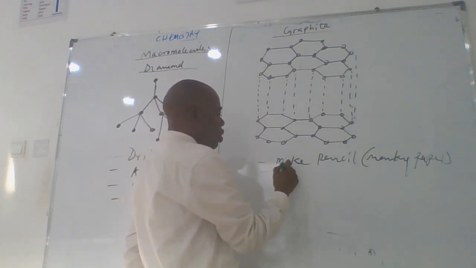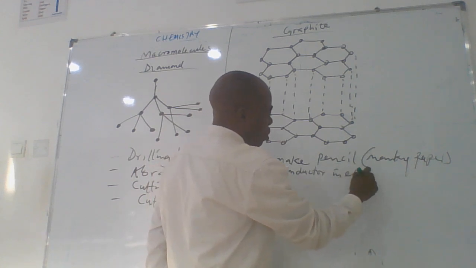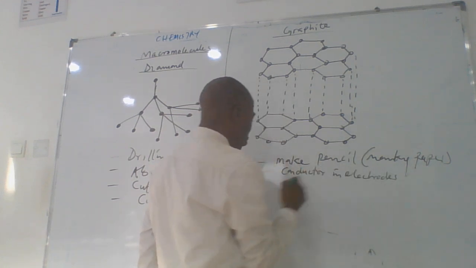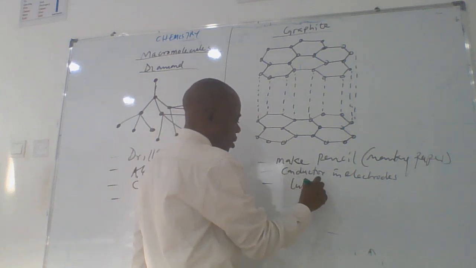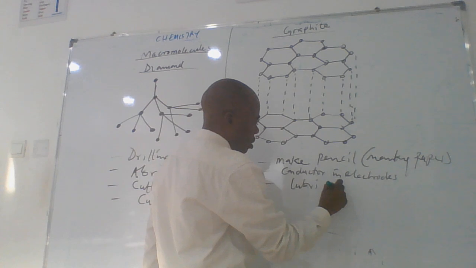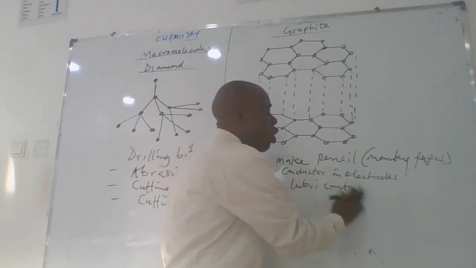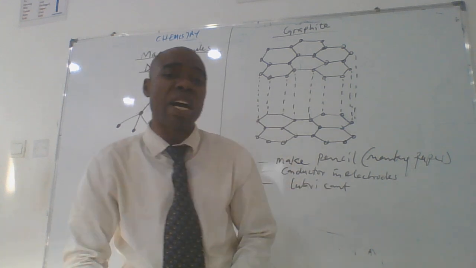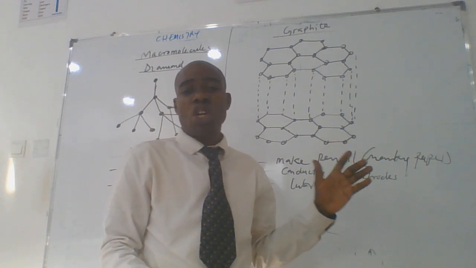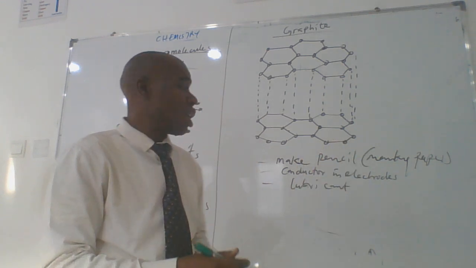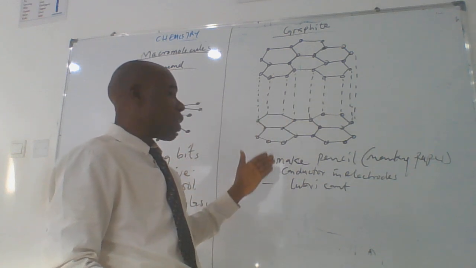Also, it is used as a conductor and electrodes. Then as a lubricant in engines where ordinary temperature will melt ordinary oil. Graphite will not melt at very high temperature, so it can withstand high temperature. So that is the implication of the structure of graphite. These are the implications of graphite.